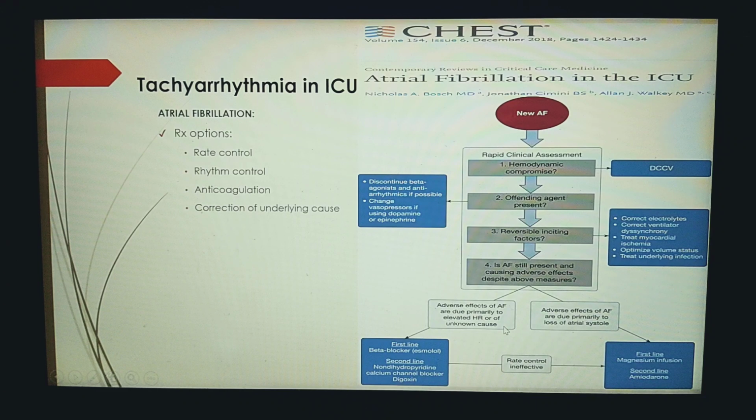If there is any problem with the beta blocker or calcium channel blocker, we can go for amiodarone. We can also give treatment for rhythm control: if there is no structural heart disease, then we can go for flecainide. If there is structural heart disease, then we can give amiodarone for the management of atrial fibrillation. So the treatment options we should focus on are rate control, rhythm control, anticoagulation, and also correction of the underlying causes.